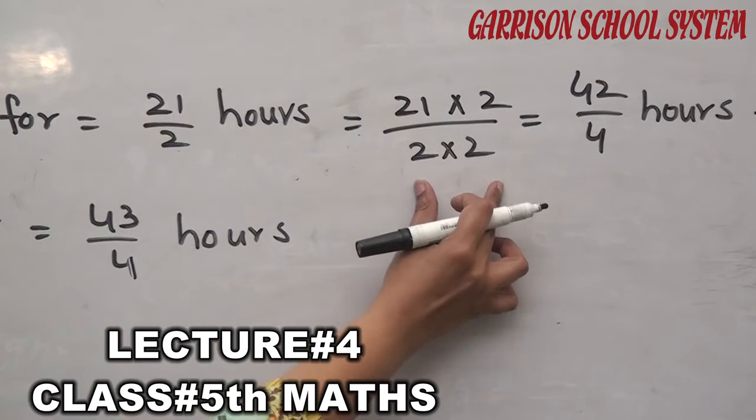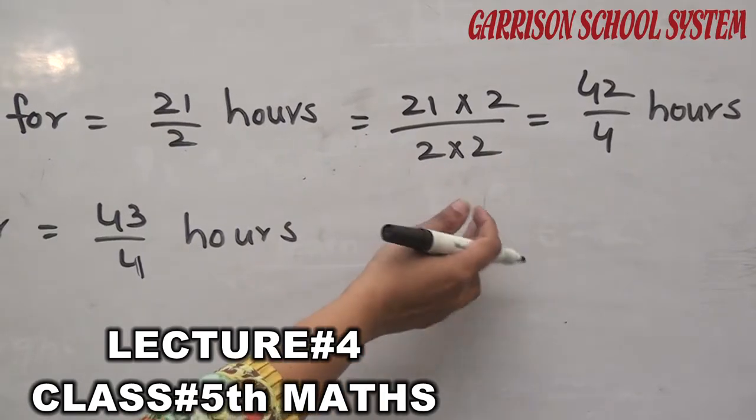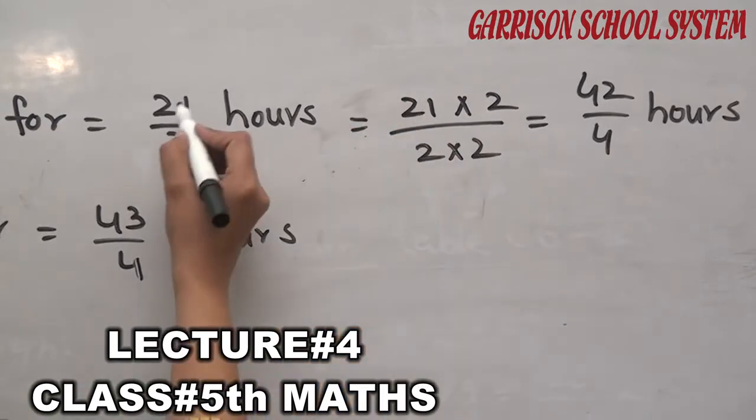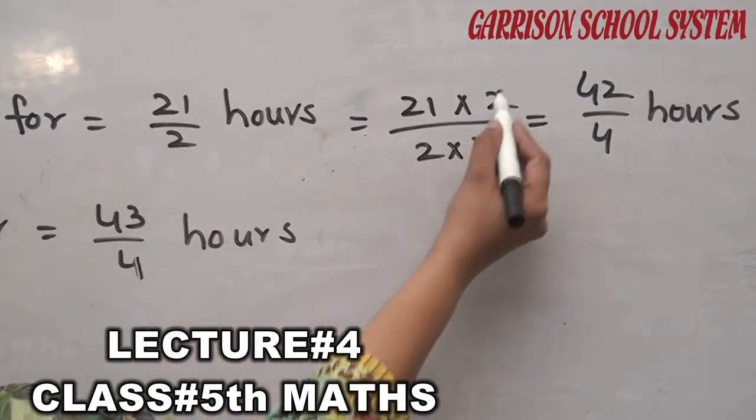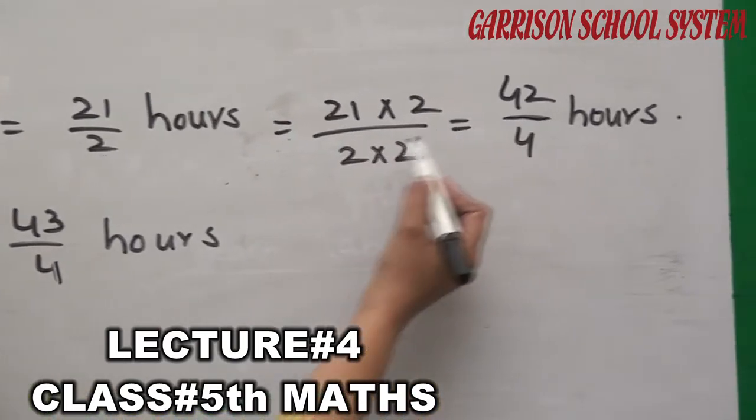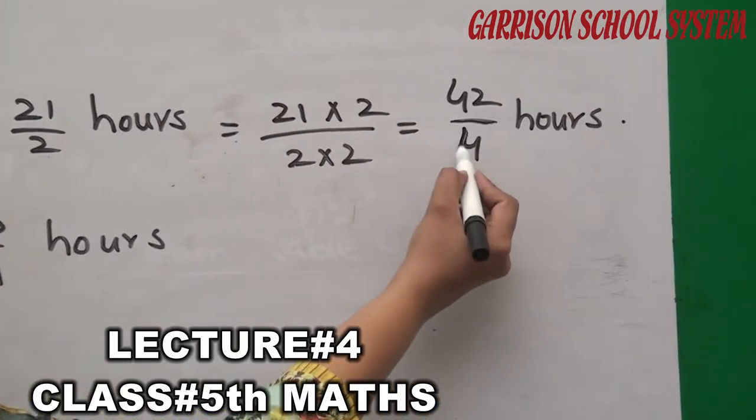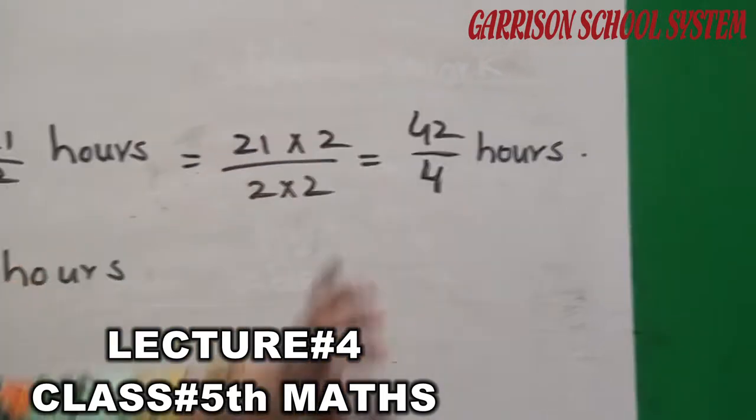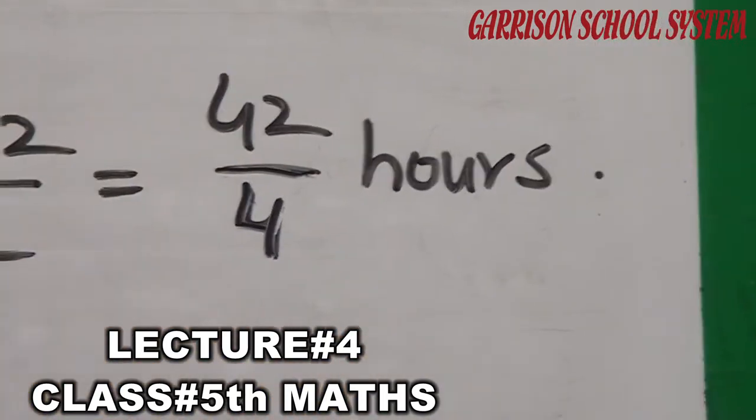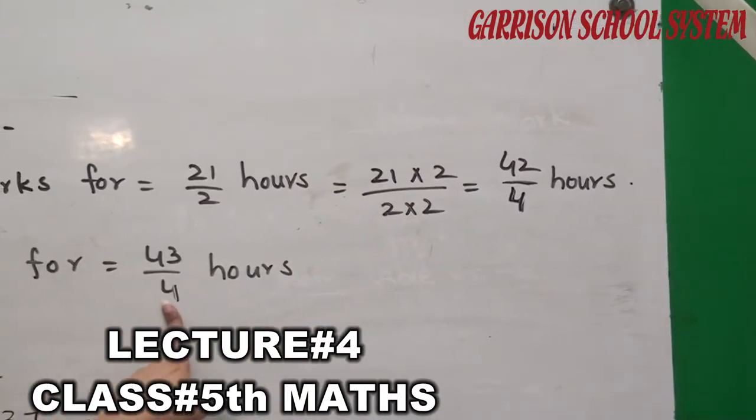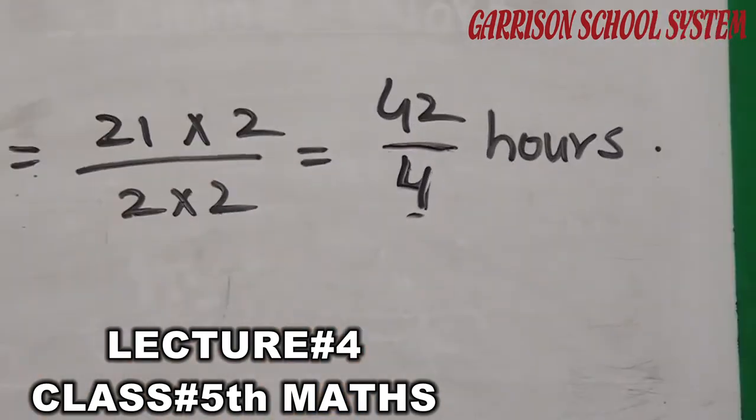When we multiply by 2 in the denominator, we will multiply the same in the numerator. So 21 by 2, multiply 2 by 2. 21 multiply 2, we got 42, and 2 by 2 we got the denominator 4. So now you can see the denominator of Anwar works and the denominator of Anwar plays is the same. Here is also 4 and here is also 4.